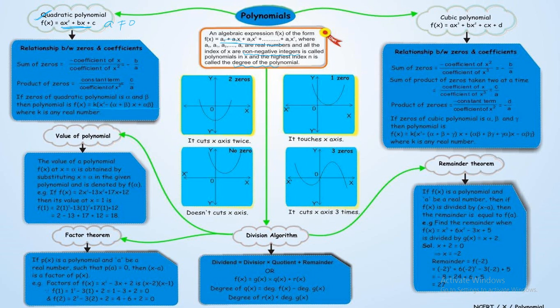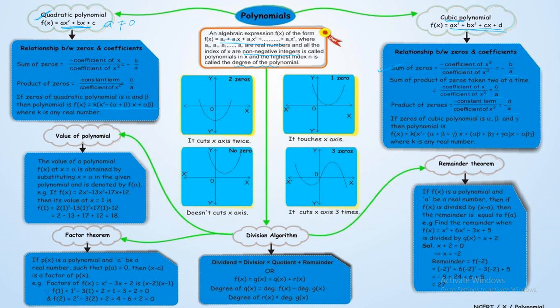Next, in the same way we have the cubic polynomial. A cubic polynomial is nothing but a polynomial with degree 3. The general form of a cubic polynomial is ax cube plus bx square plus cx plus d, where a is not equal to 0. Here also we can bring out 3 relationships. Those are the sum of zeros, the sum of the product of zeros taken 2 at a time, and the product of zeros. Based on those, we have minus b by a, c by a, and minus d by a.